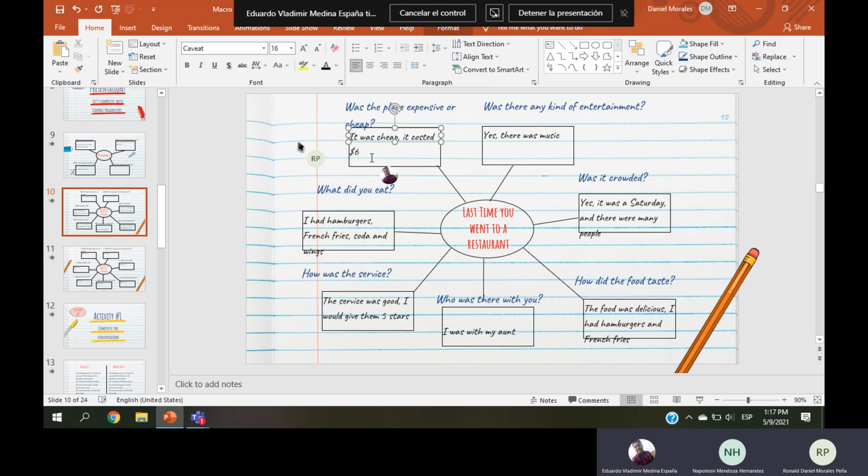That's it. Okay, so basically, the last time you went to a restaurant, there was some background music, and it was crowded because it was Saturday, right? Yes, exactly. And in your opinion, the food was delicious, and you went there with your aunt. And also, you say that the service was perfect since you gave them 5 stars, and you had hamburgers, French fries, soda, and wings, right? Yes. And you consider the place to be cheap. So basically, that's the information, right? Yes. Okay, thank you very much, Eduardo.